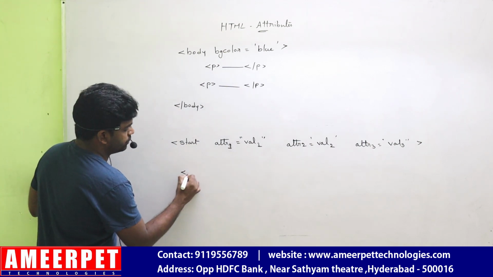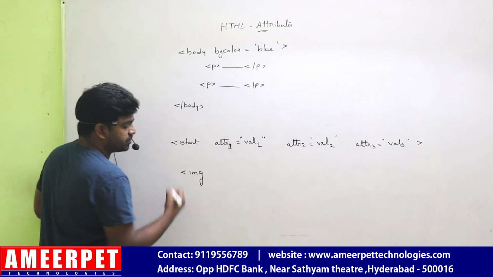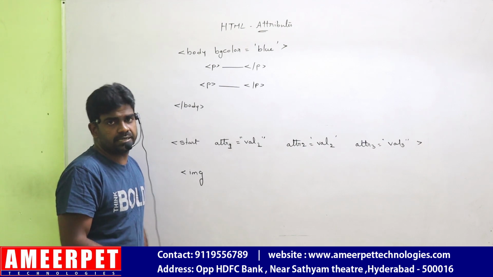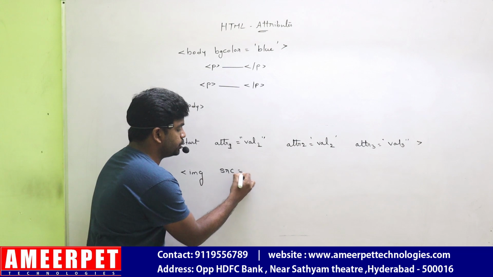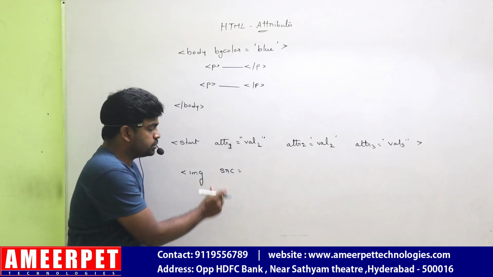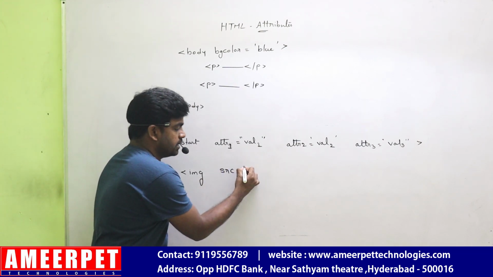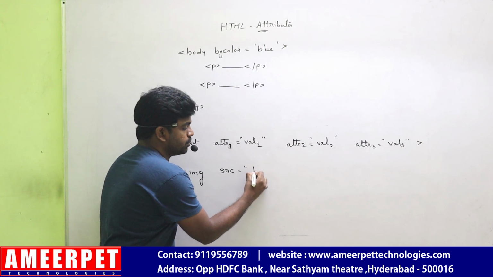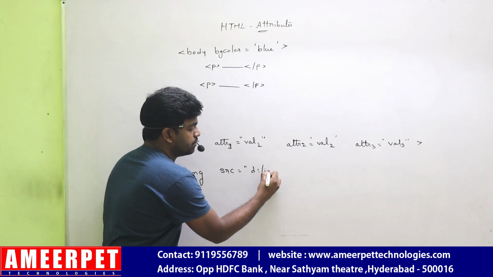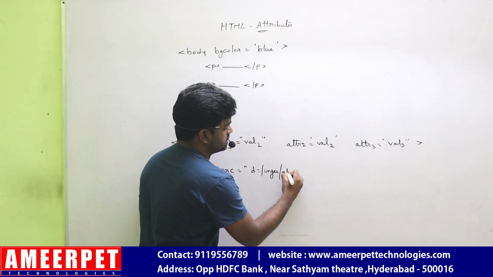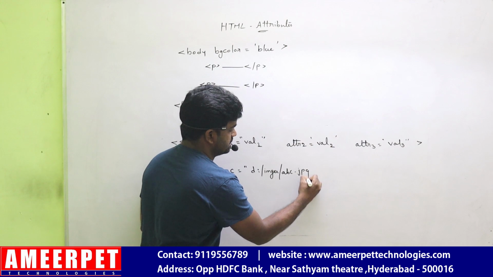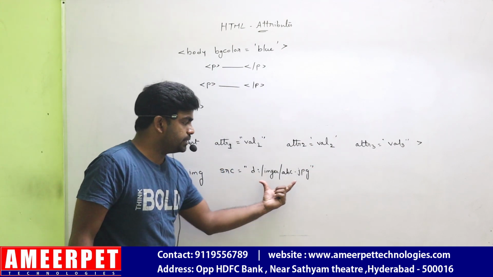For example, take the image tag. I just want to display an image. One example: for this image, you need to specify the path. We should specify the path with the src attribute. Here it is some path. Suppose it is in my D drive, in my images folder, and some abc.jpg file is there. This is the value.